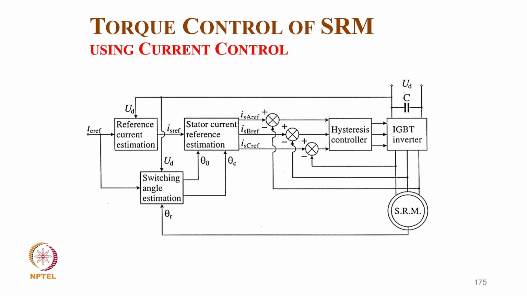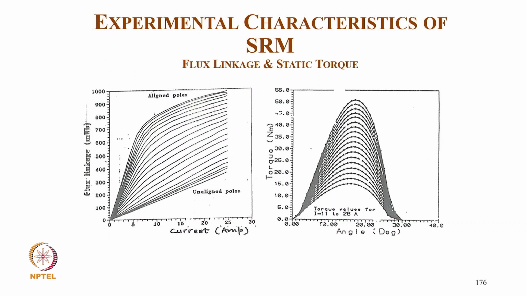We have a torque reference with the position, we have a switching angle estimation theta 0, and with this torque we get the current reference, and then we have the peak value of current amplitude, and then we have the 3-phase reference current with the feedback current. We put a hysteresis current controller for controlling the current in the inverter.